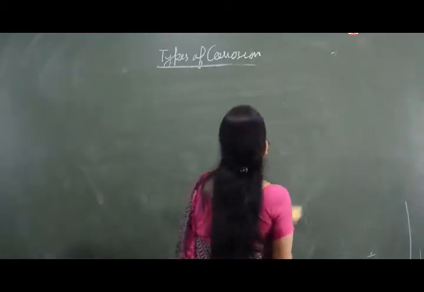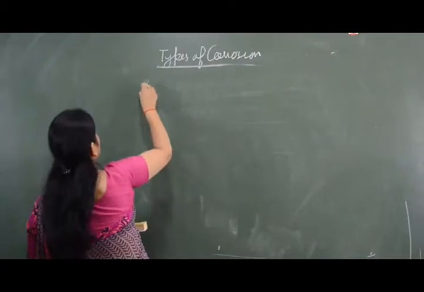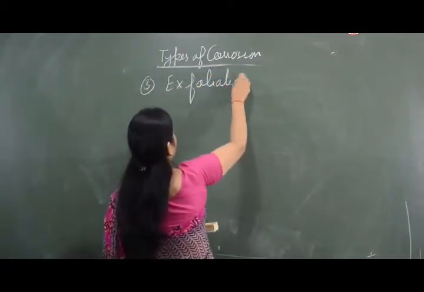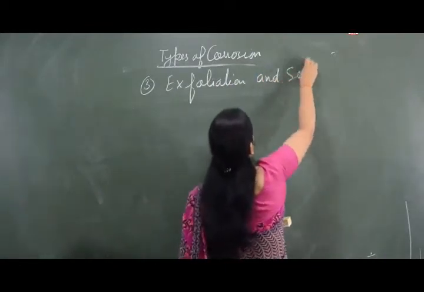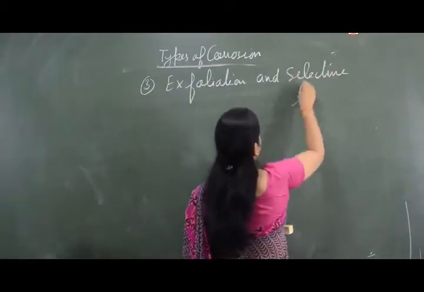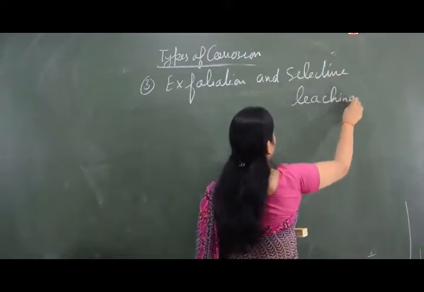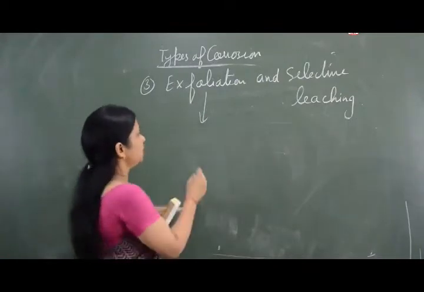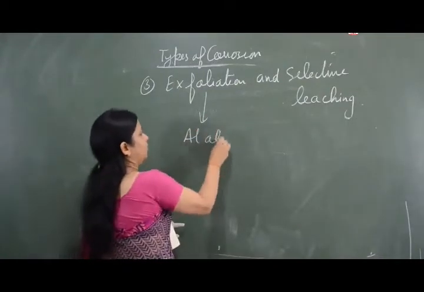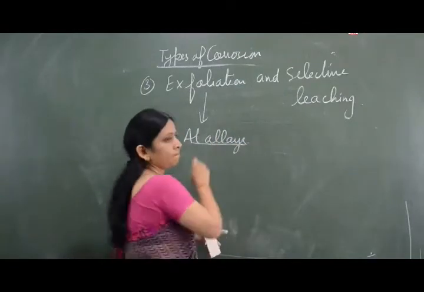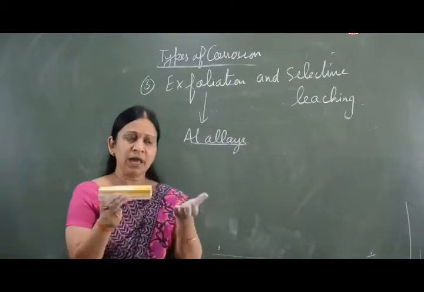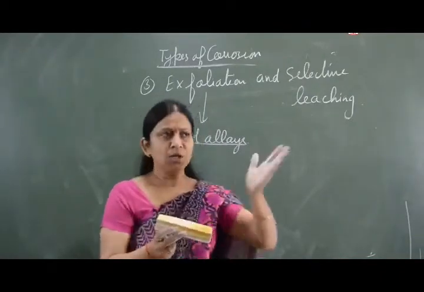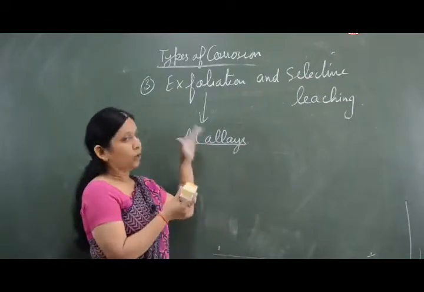The third type of corrosion which is important is exfoliation and selective leaching. These are two different types of corrosion. Exfoliation normally occurs in aluminum alloys, and it occurs in the bulk. It occurs on a clean surface and then it moves upward. So it is a special type of corrosion.